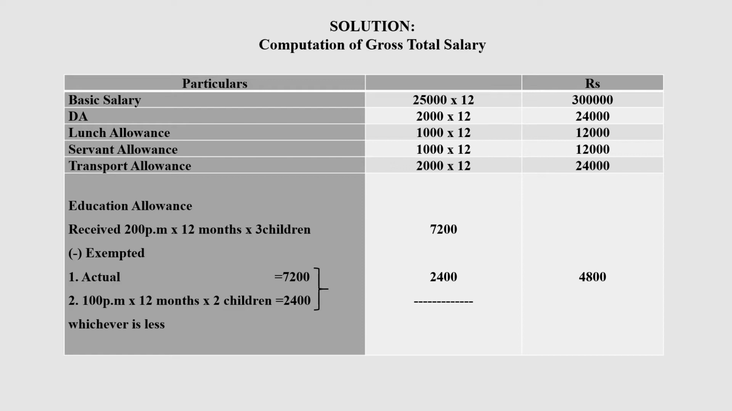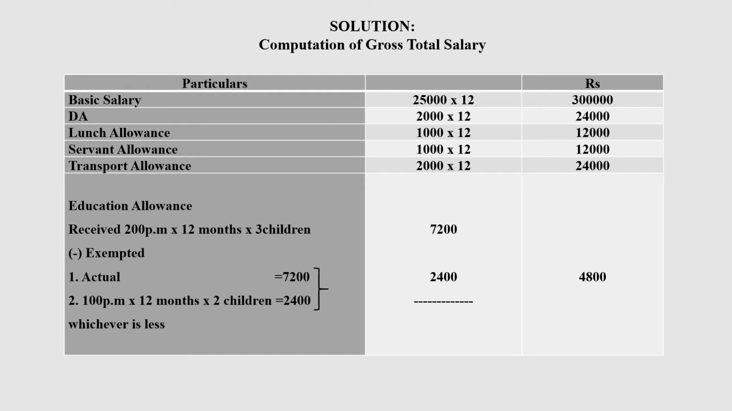Next, servant allowance. He is using 1,200, but he is getting only 1,000 rupees per month. In this case, you have to take whichever is lesser. 1,200 per month or 1,000, whichever is less will be taxed. So 1,000 is lesser, so 1,000 into 12, 12,000. Next is transport allowance. For a normal person, the entire amount is going to be taxed. So 2,000 into 12, 24,000.